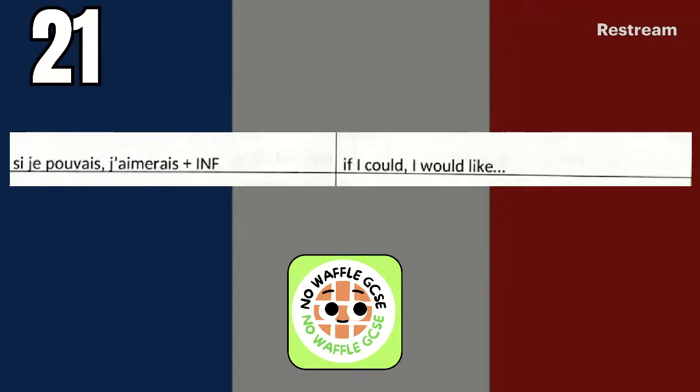Si je pouvais, j'aimerais. So if I could, I would like to. You've got the infinitive structure, you've got the si clause, and you've got the conditional tense. That's a lot of good things in that phrase.